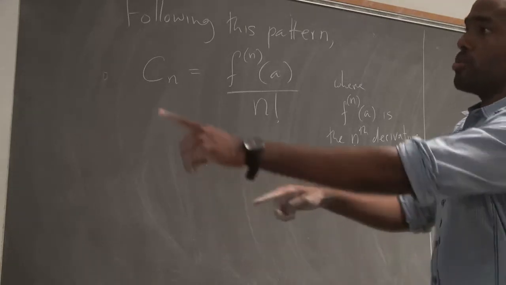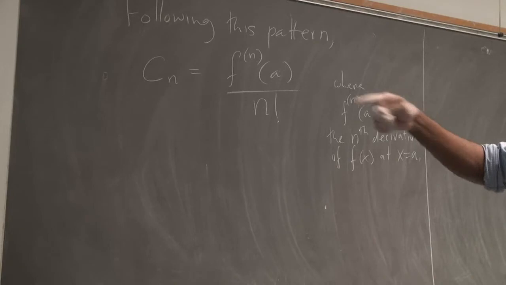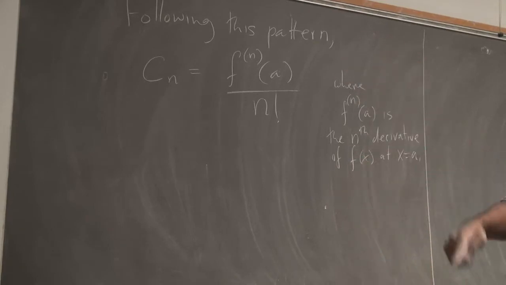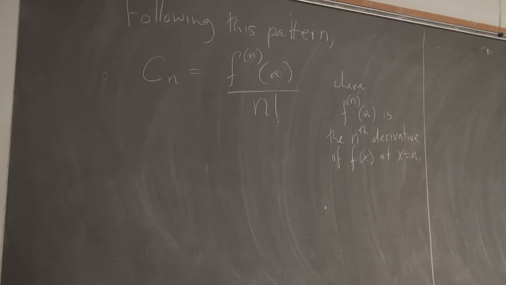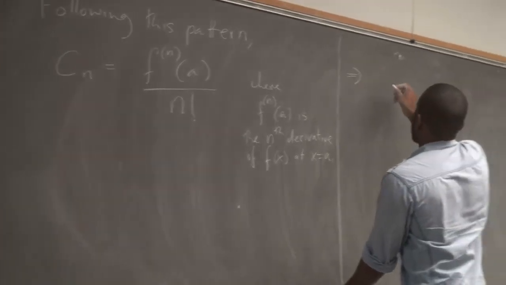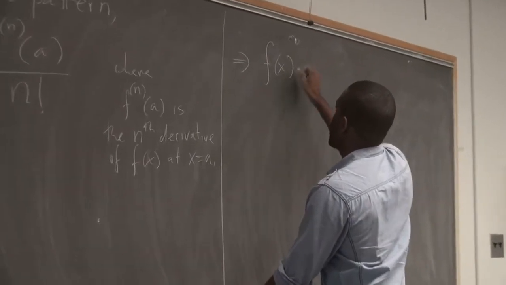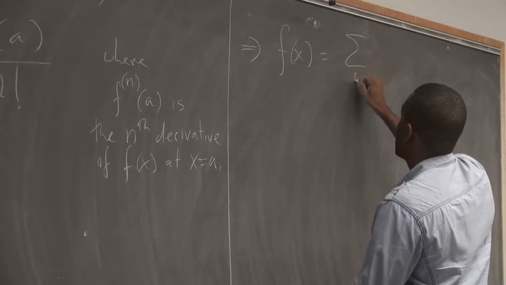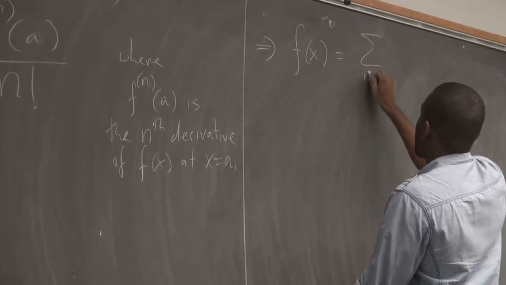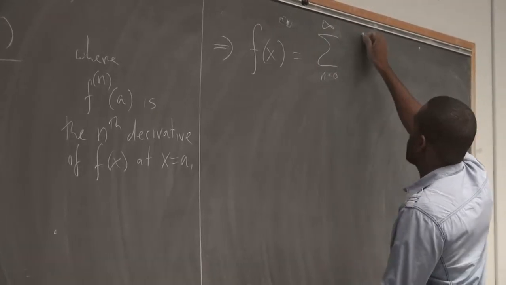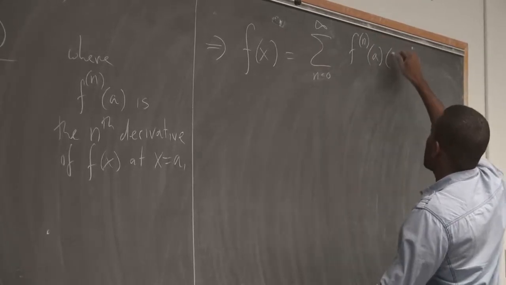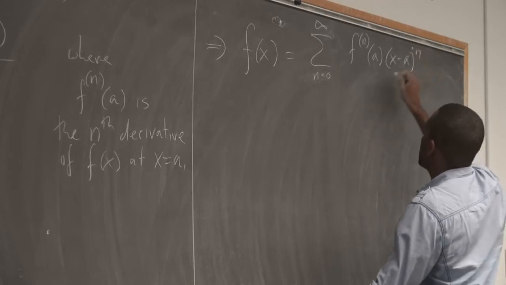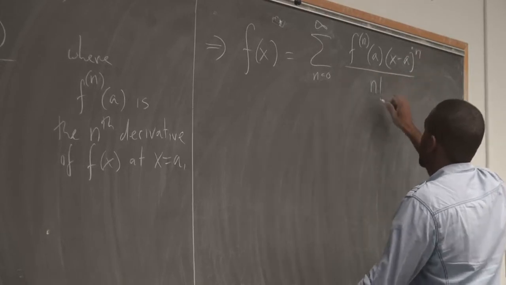So the idea is, I assume my function can be written as a power series, and then I do this game with derivatives and evaluating it at the point it's centered at. That way I get to knock off constants one by one, and I actually get a formula that gives me the constants. This means that f of x, I can actually write as the series from 0 to infinity of f to the n of a, x minus a to the n over n factorial.